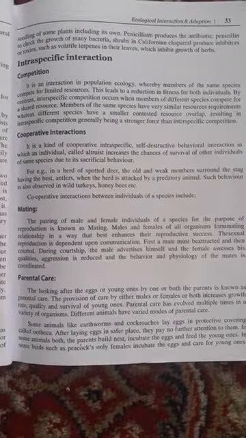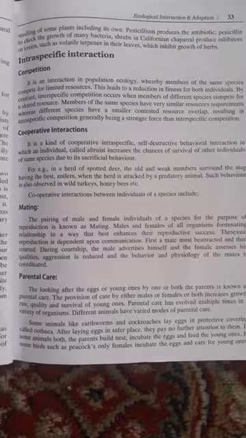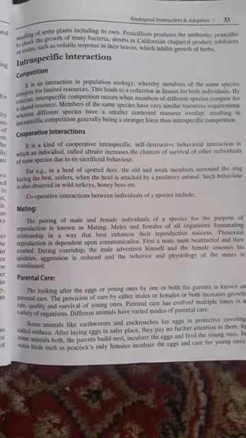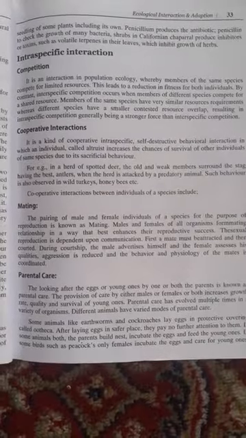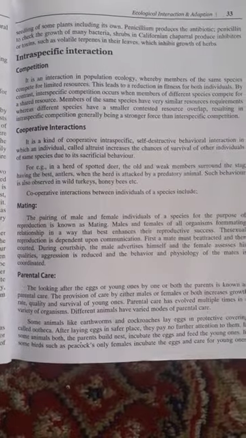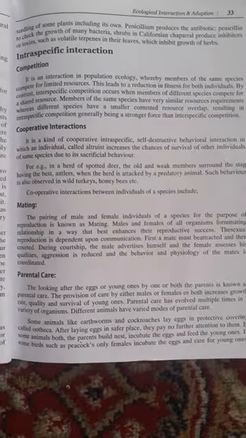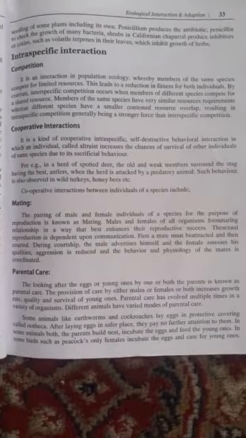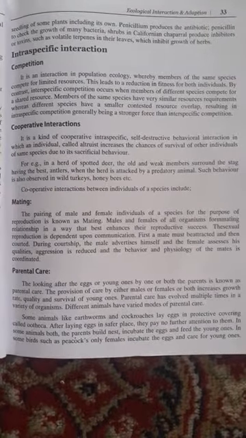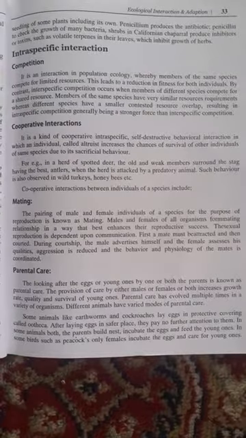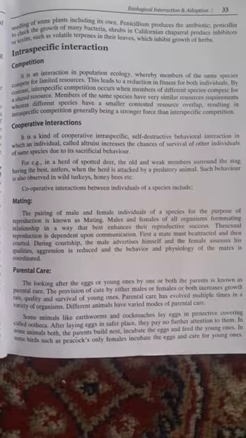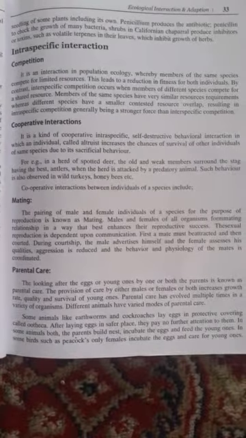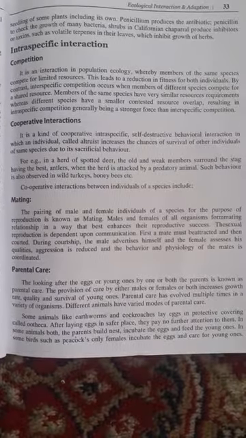Number two is cooperative interactions. It is a kind of intraspecific self-destructive behavior in which an individual, called the altruist, increases the chance of survival of the other individuals of the same species due to its sacrificial behavior. For example, in a herd of spotted deer, the old and the weak members surround the stag having the best antlers when the herd is attacked by a predator animal. Such behavior is also observed in wild turkeys and honeybees.